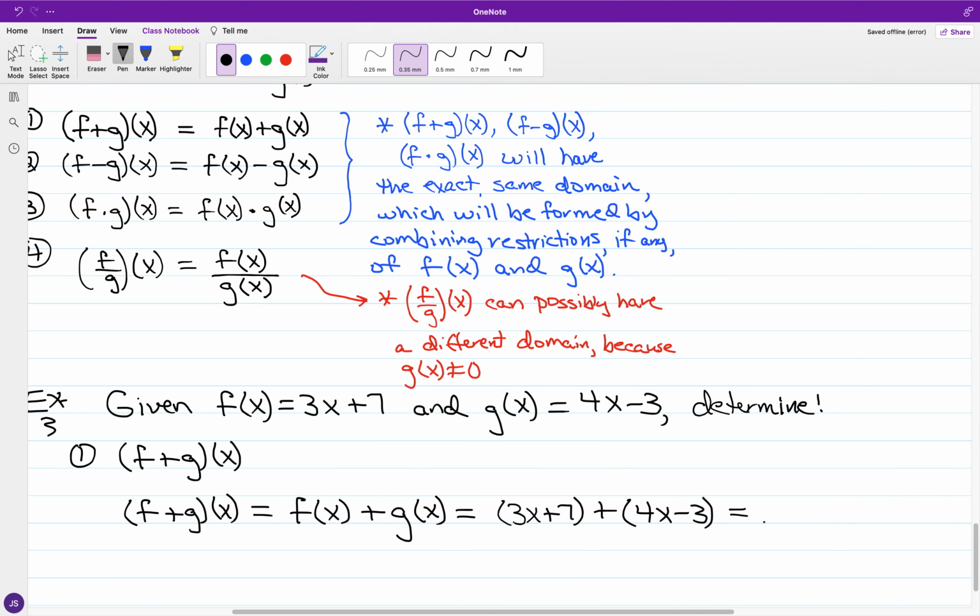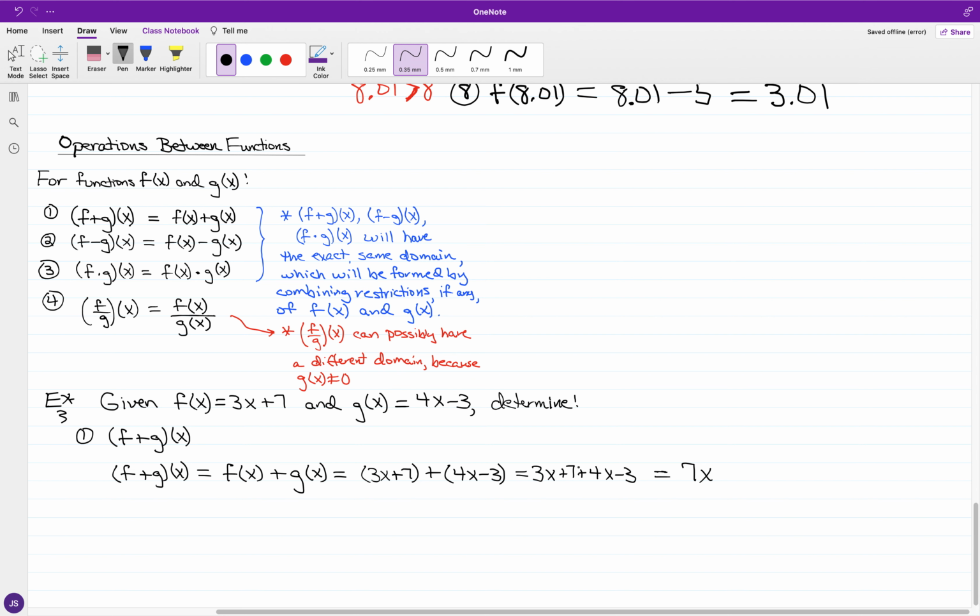And for what we have upon combining the terms, so you have 3x plus 4x. So it'll be 7x, and 7 plus 3 comes out, in this case, or I should say 4x minus 3. My bad. So you got 3x plus 7 plus 4x minus 3. Okay, so you got 3x plus 4x is 7x. 7 minus 3 comes out to 4.